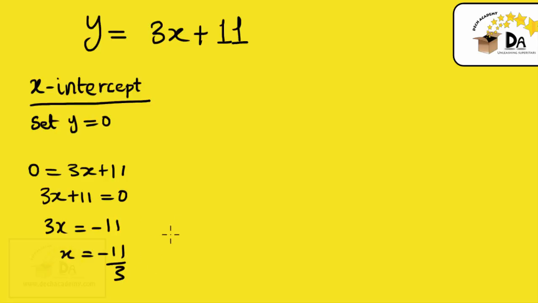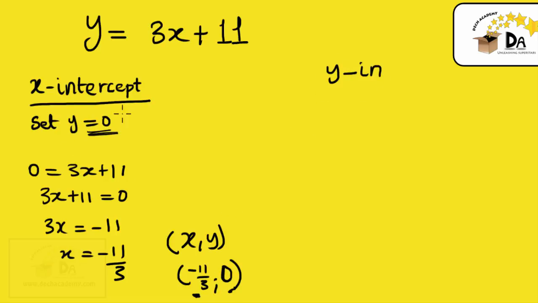I'm going to make x the subject of the formula. Therefore, this is how you represent intercepts. The x coordinate is minus 11 over 3 for the x-intercept, and the y coordinate is 0. Another way to check if you've not mixed up the x-intercept and y-intercept is this: for the x-intercept, you have an x coordinate value, and your y coordinate value will always be 0. For the y-intercept, your x coordinate value will be 0, while your y coordinate value will be anything else.